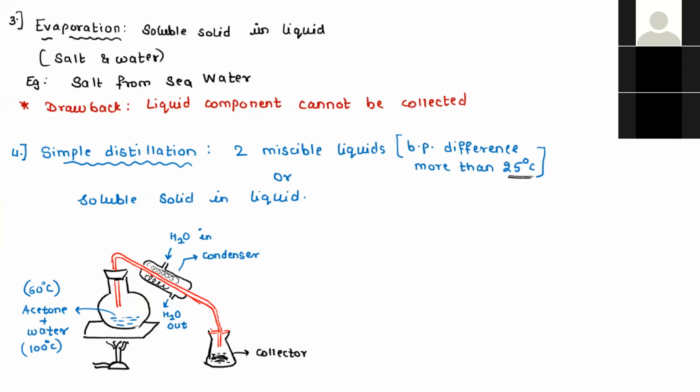So liquid with low boiling point will distill out first. Liquid with low boiling point will distill out first.